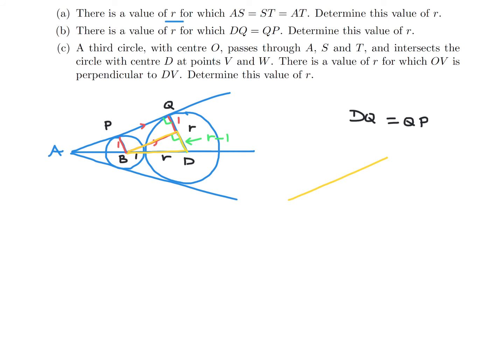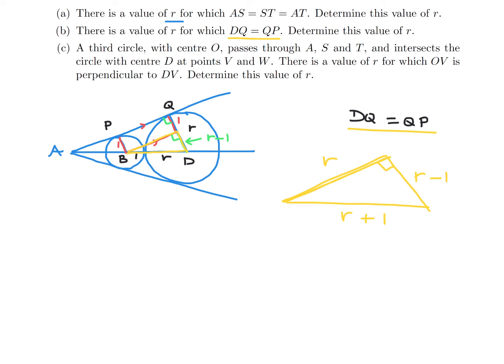So let me draw that triangle here, make it a little bit bigger. So that's a right angle. This is R minus 1. This side right here, that side, is the same as PQ. If you notice, because those lines are the same length, that is the same as PQ, which is the same as DQ, according to the question, and DQ is R. Okay, and then this side right here, the hypotenuse, I guess, is R plus 1.